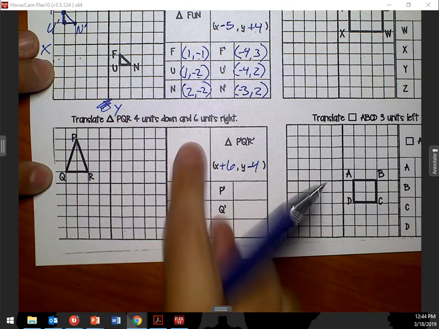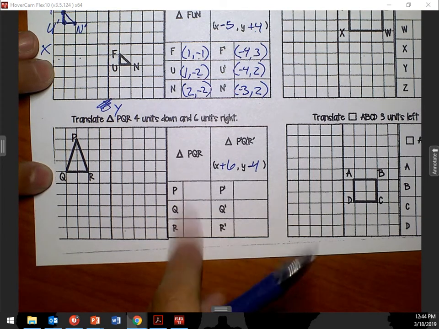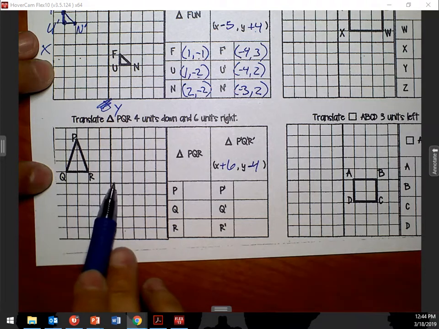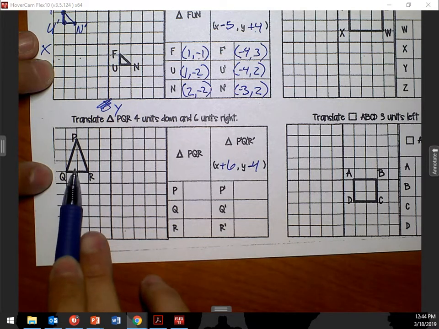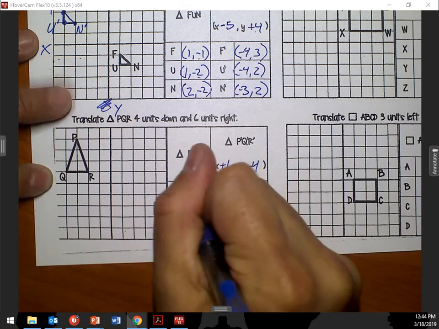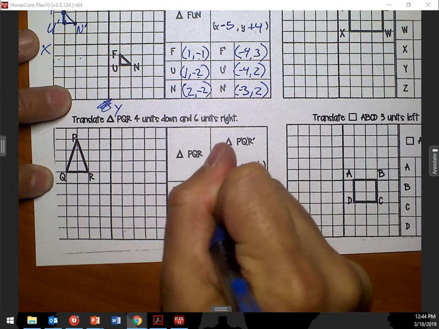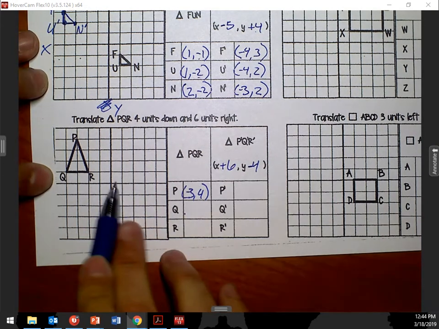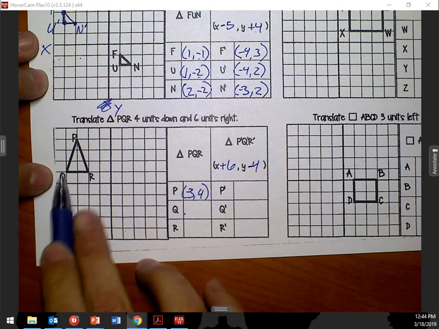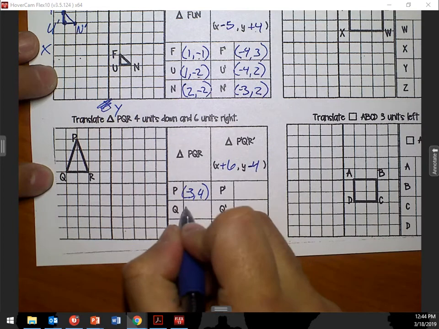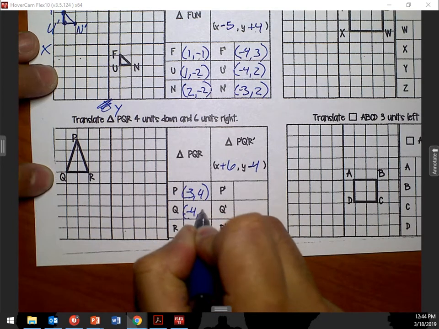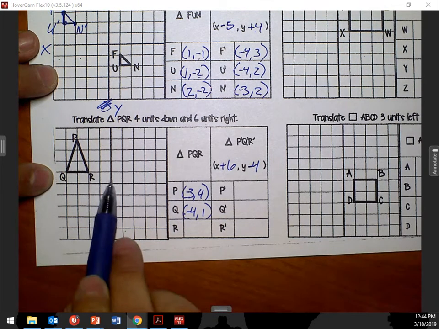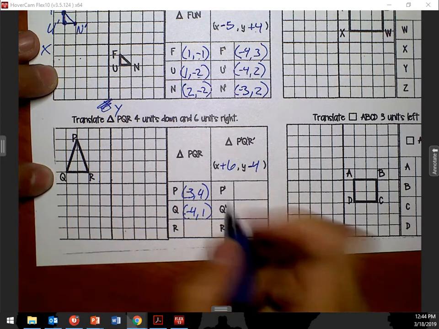Okay, so let's go ahead and put our original points, our pre-image, here. So P should be 1, 2, 3. 1, 2, 3, 4. So it's negative 3 and 4. Q, 1, 2, 3, 4. So negative 4 up 1. R, negative 2 up 1.